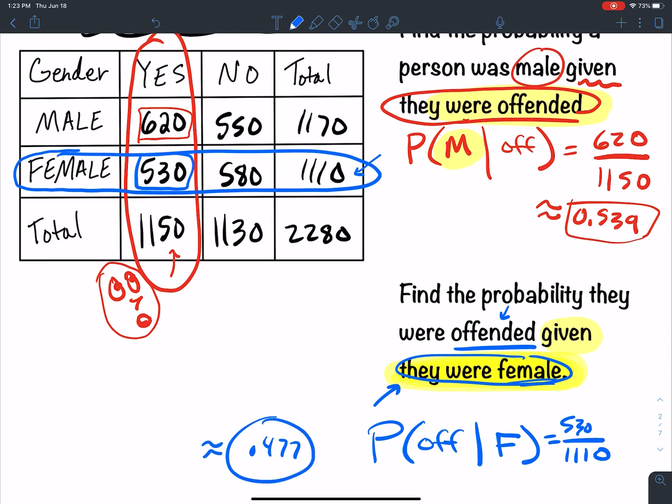Okay, so that's the idea for conditional probability. We reduce the sample. It was reduced. Look, guys, the original sample went out and asked 2,280 people. But if I reduce it to given they were female, then I only care about the 1,110 people that were female. I'm reducing it to just the ladies here, okay? That's the idea of conditional probability.